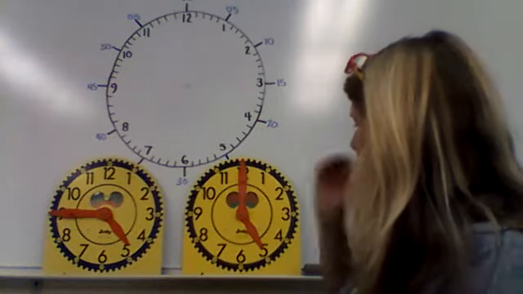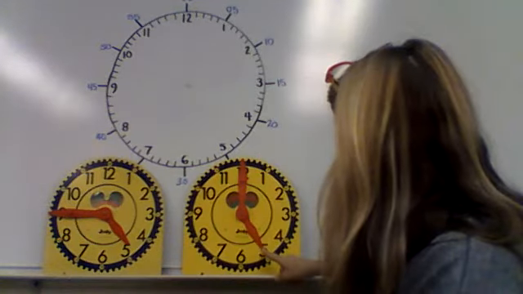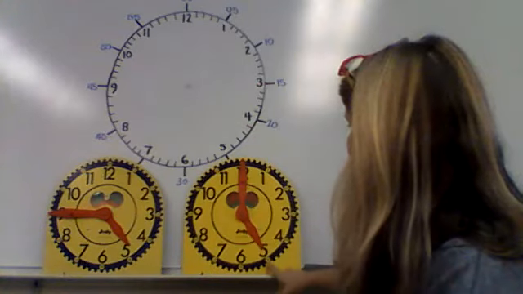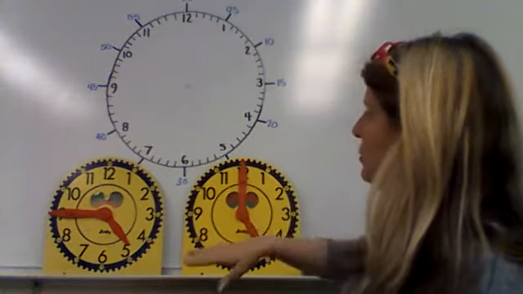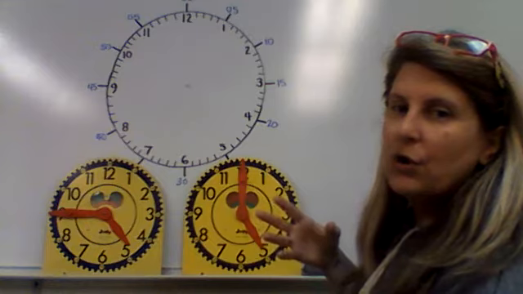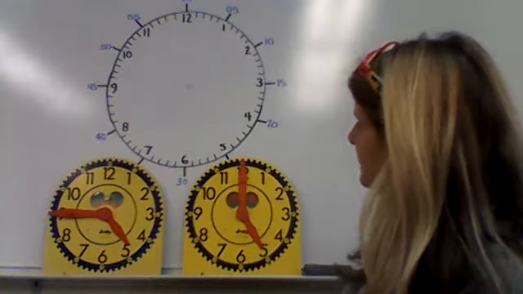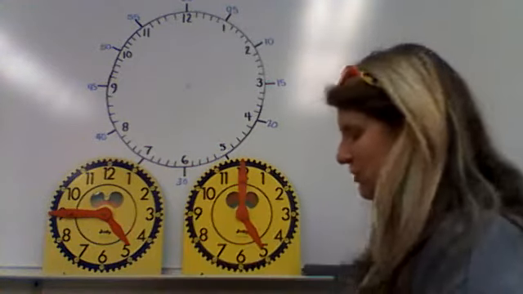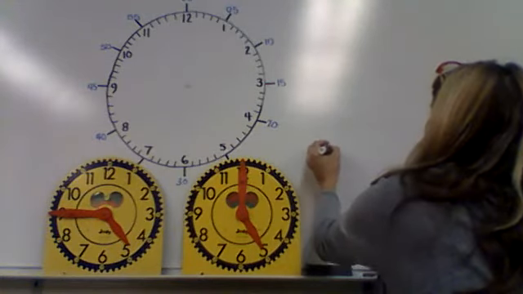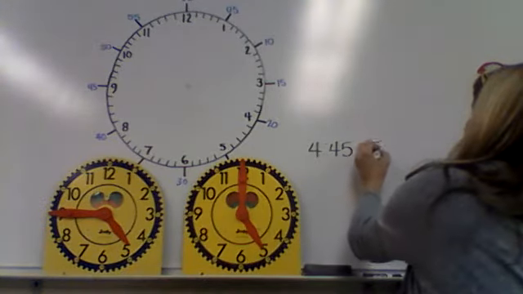First of all, let's look at the hour. Here we're really close to the 5. Here we're right on the 5. Even though this is 4 something and this is 5 something, do you think we've gone a whole hour or just minutes? It really has just been minutes. This clock shows 4:45. And this clock shows 5 o'clock.